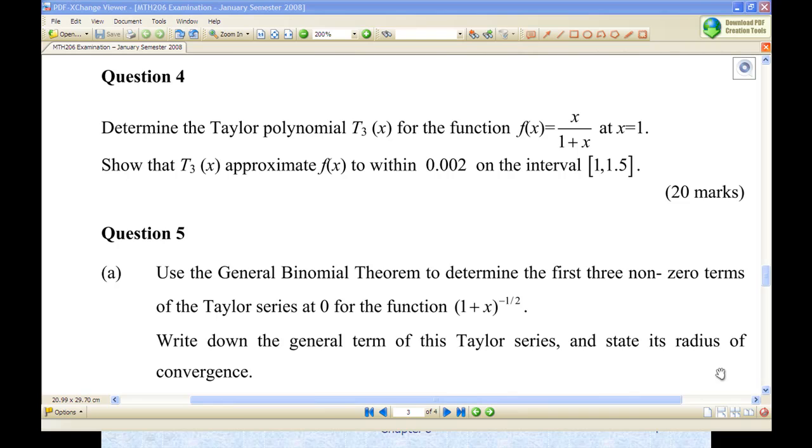For this recording, after I have shown you in an earlier video how to determine the Taylor polynomial T3(x) for the function f(x) = x/(1+x) at x = 1, now I'm going to show you how to estimate the error when T3(x) approximates f(x) on the interval from 1 to 1.5. And I'm going to show you that the error is less than 0.002. To do this, let's look at the PowerPoint slides.